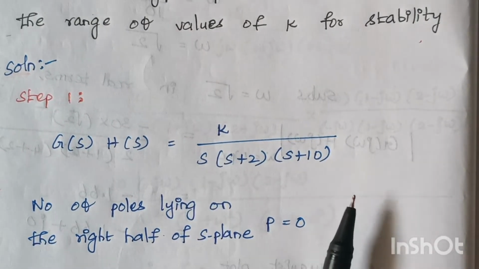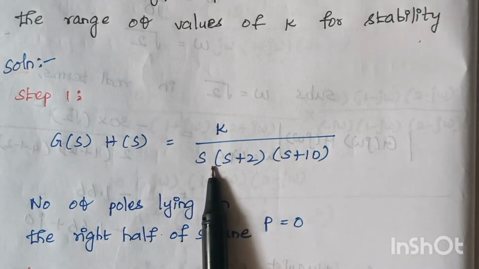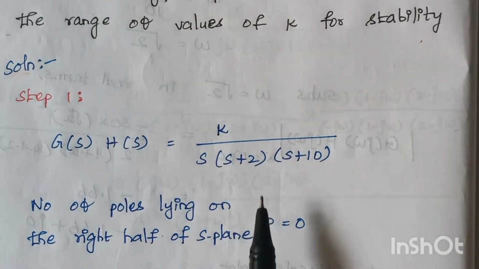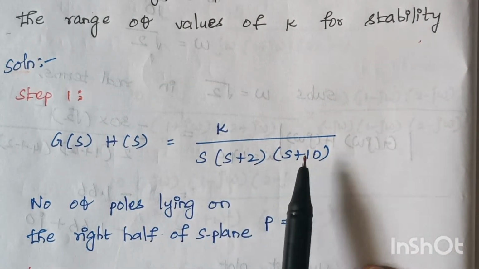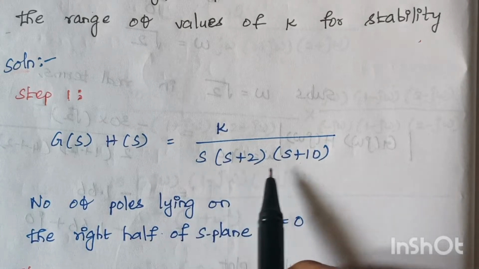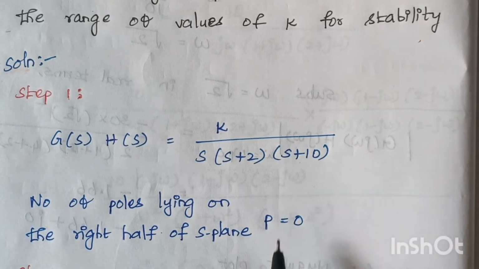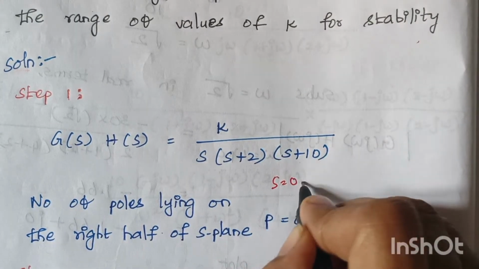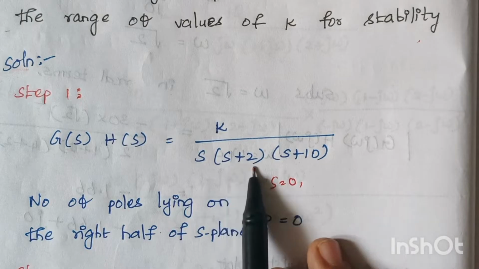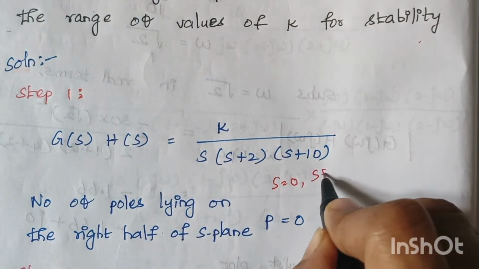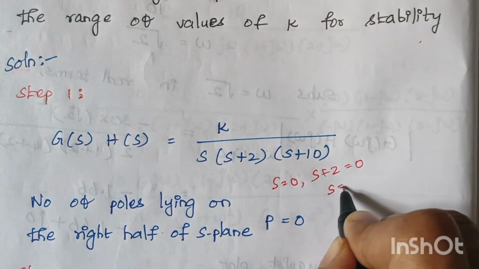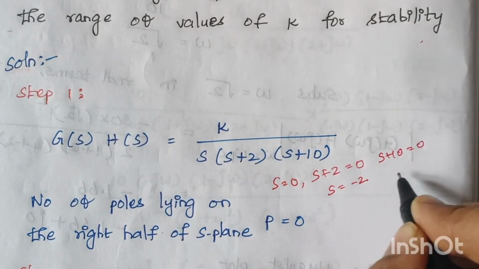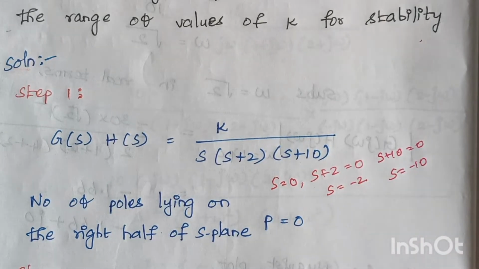From this problem it is clear that the denominator terms represent poles and the numerator terms represent zeros. Here we have 3 poles. When you equate these 3 terms to 0, we get the values of the poles. So s is equal to 0. When you equate s plus 2 to 0, s is equal to minus 2. Similarly, s plus 10 equal to 0, therefore s is equal to minus 10.